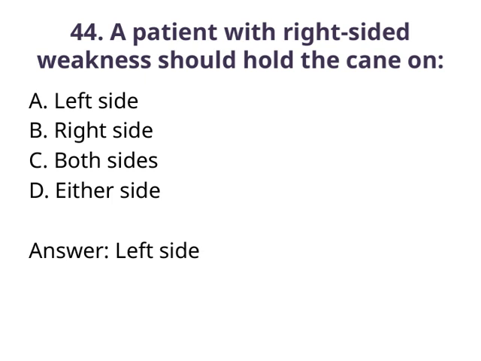By holding the cane on the unaffected side, the left side in this case, it provides better support and balance. This positioning helps to reduce the risk of falling toward the weaker, right side. Remember, placing the cane on the opposite side of the weakness allows the stronger side to bear more weight and offers better control. This simple adjustment can make a significant difference in the patient's confidence and safety as they move around.